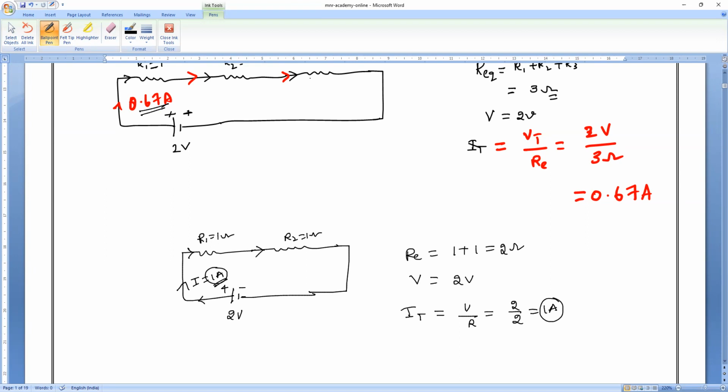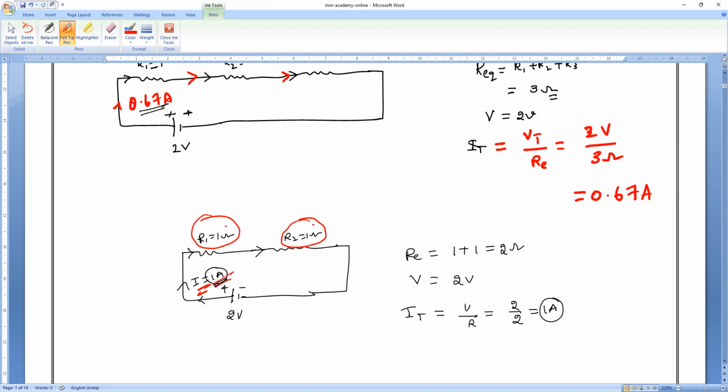So what will happen? In which case will the bulbs glow brighter? When 1 ampere current is passing or when 0.67 ampere is passing? That is my question to you. Current increases, so brightness also what? Increases. Brightness also increases. But the current remains constant in series: when 1 ampere current passes across every resistor, it is the same. So the R1 bulb glows the same, and the R2 bulb glows the same, even though they may have equal or unequal resistance.